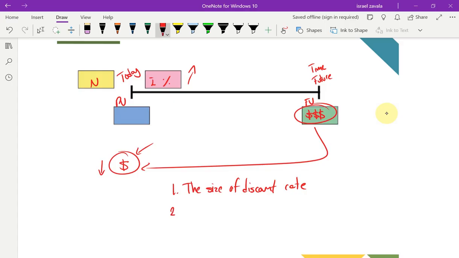And then number two is the time distance from today. So that means that a dollar amount that's further out will have more time periods to be discounted, and then therefore the present value amount will be smaller. If the number of periods is larger, the present value is smaller. So those two factors work together to tell us what kind of impact the present value dollar amount has. Okay, I hope that was clear.